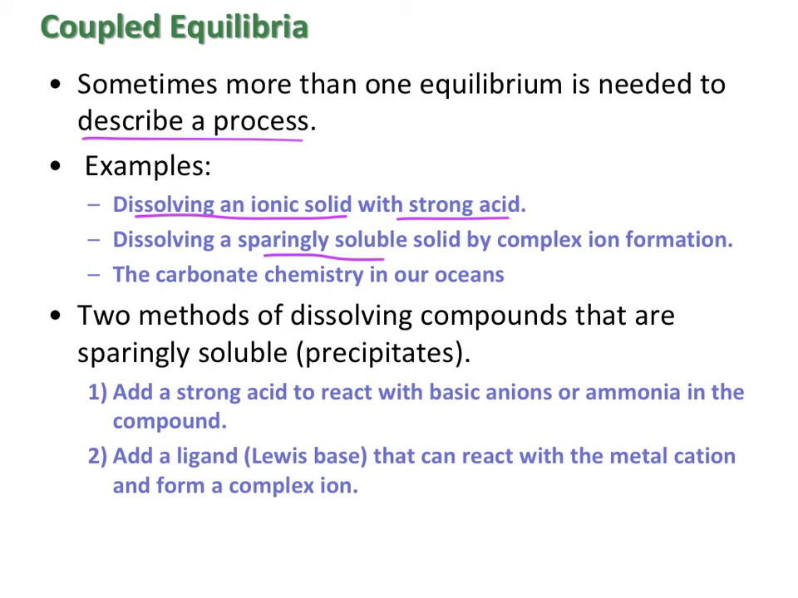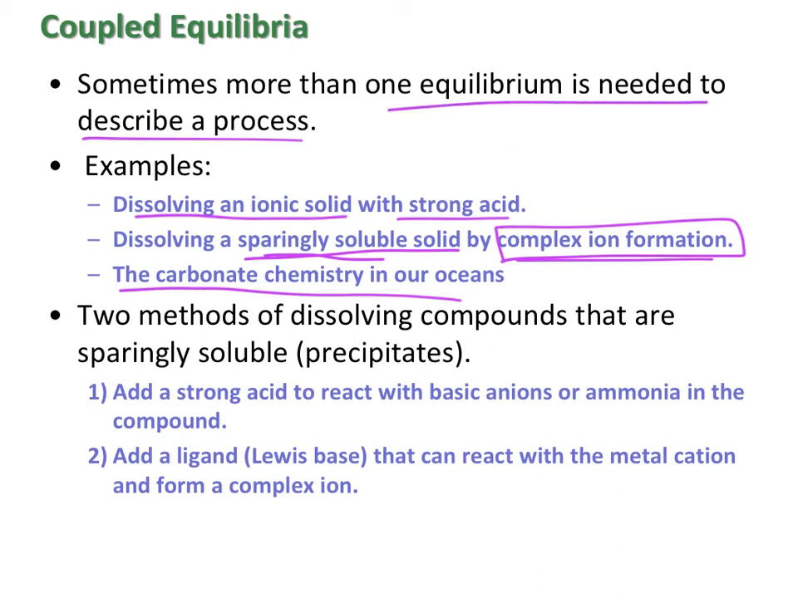Dissolving a sparingly soluble solid by complex ion formation. So this example we just did, where we had first the AgCl in solution at equilibrium and then you added in a ligand to form that complex ion. And then another example is the carbonate chemistry in our oceans, and I'm going to talk about that for this particular section. So just know the overall concept that we can have several steps to describe a process, and they each have their own equilibrium constants associated with them.